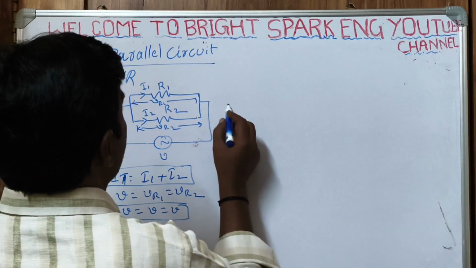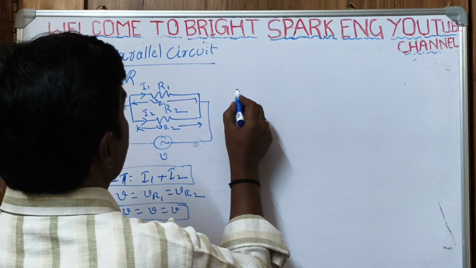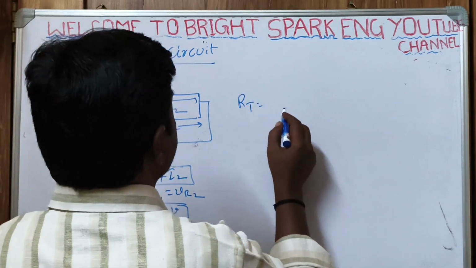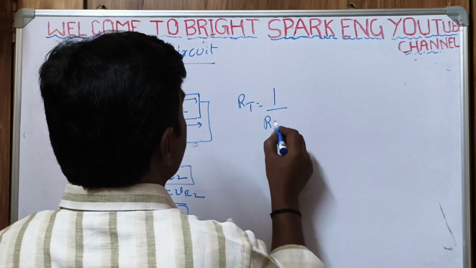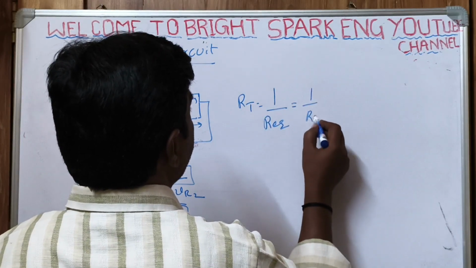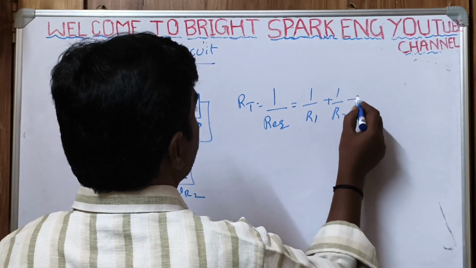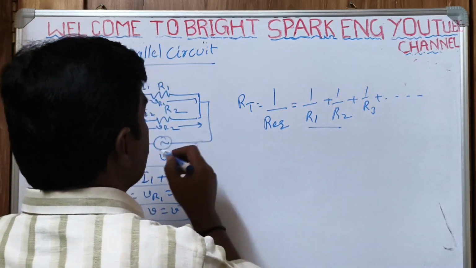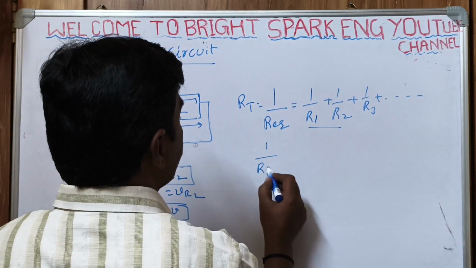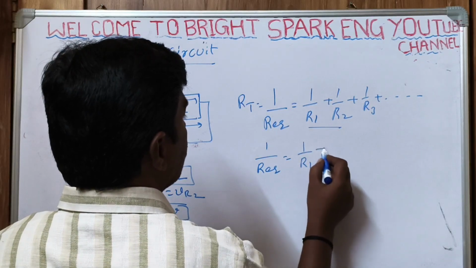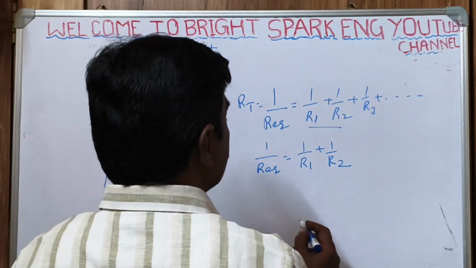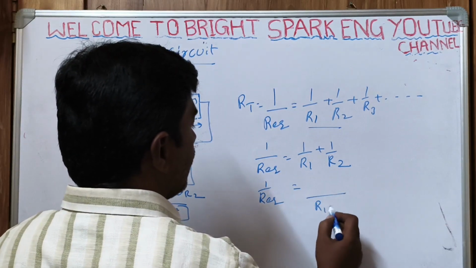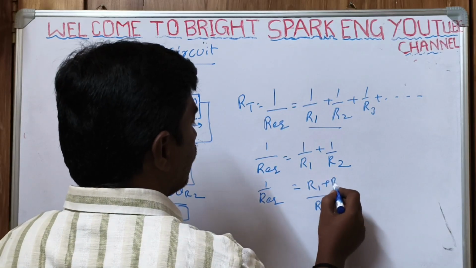Next, total resistance. 1 by R equivalent is equal to 1 by R1 plus 1 by R2 plus 1 by R3, and so on. Here we take two resistors connected in parallel. That's why we take 1 by R equivalent is equal to 1 by R1 plus 1 by R2. Taking the LCM, 1 by R equivalent is equal to (R1 plus R2) by R1 R2.